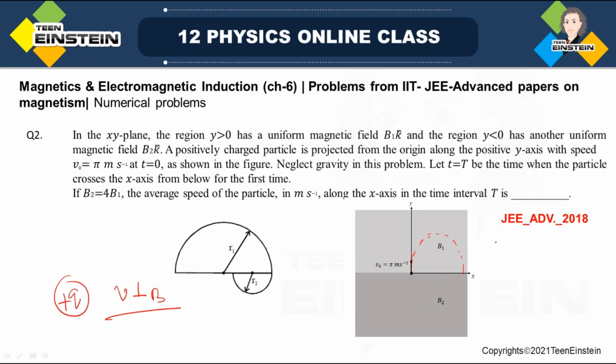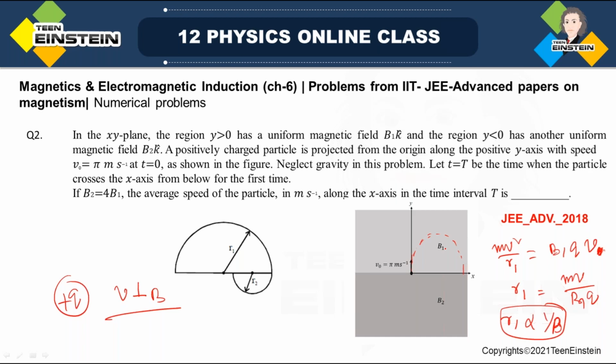The centripetal force mv squared by r, if I say this is R1, is supplied by B1 q v. We have to find out r. R1 will be mv by B1 q. So the radius will always be inversely proportional to the magnetic field.